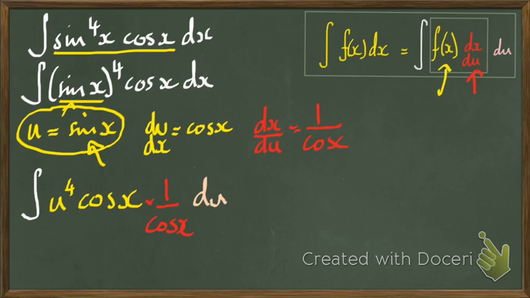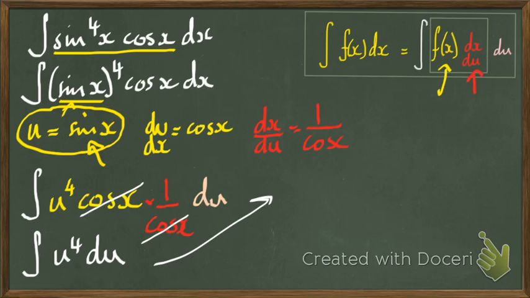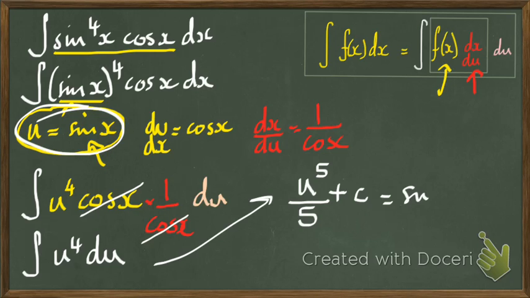Now all I need to do is some cancelling. So cos x cancels with cos x, leaving me with 1 times u to the 4. So the whole thing becomes the integral of u to the 4 du. Now I integrate that, and that becomes u to the 5 over 5 plus the constant of integration. Then all I need to do is put back in the u, and that becomes sine x to the power of 5 over 5. And that's it. That is all there is to it.